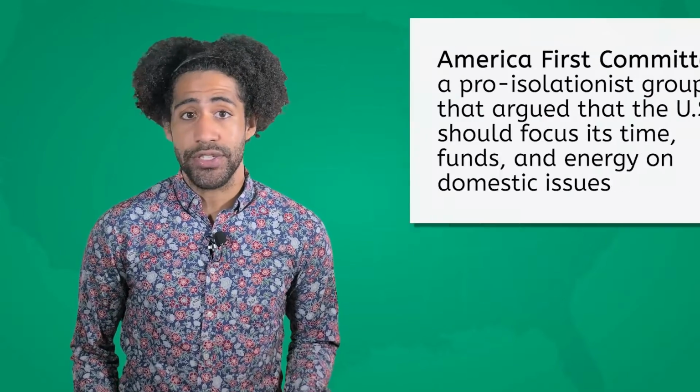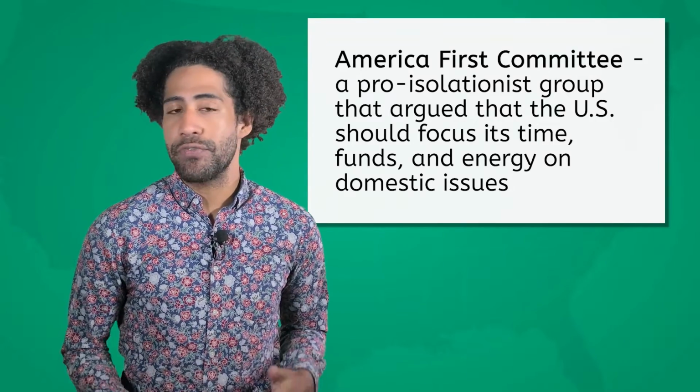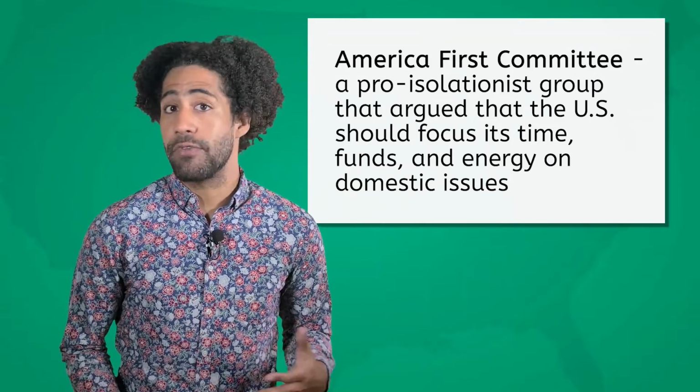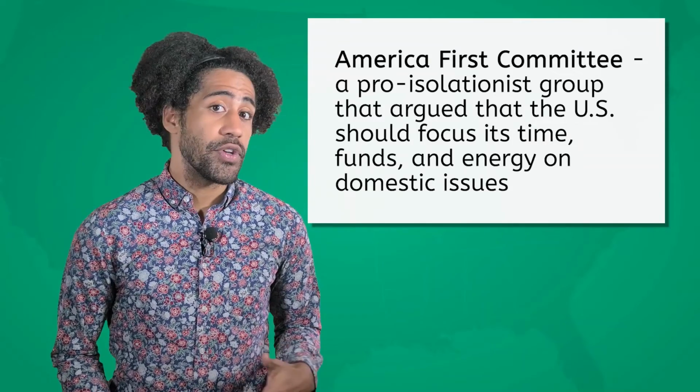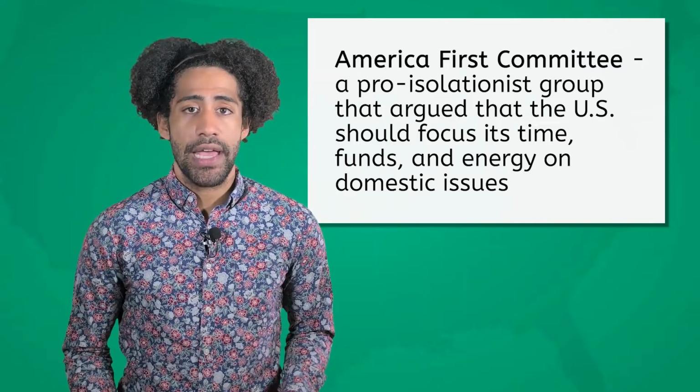Initially, the United States was keen on maintaining its neutrality. Pro-isolationist groups like the America First Committee argued that the United States should focus its time, funds, and energy on domestic issues, not foreign squabbles. They claimed no foreign power realistically posed a threat to the United States. However, as the war escalated abroad, Americans' anxieties increased.